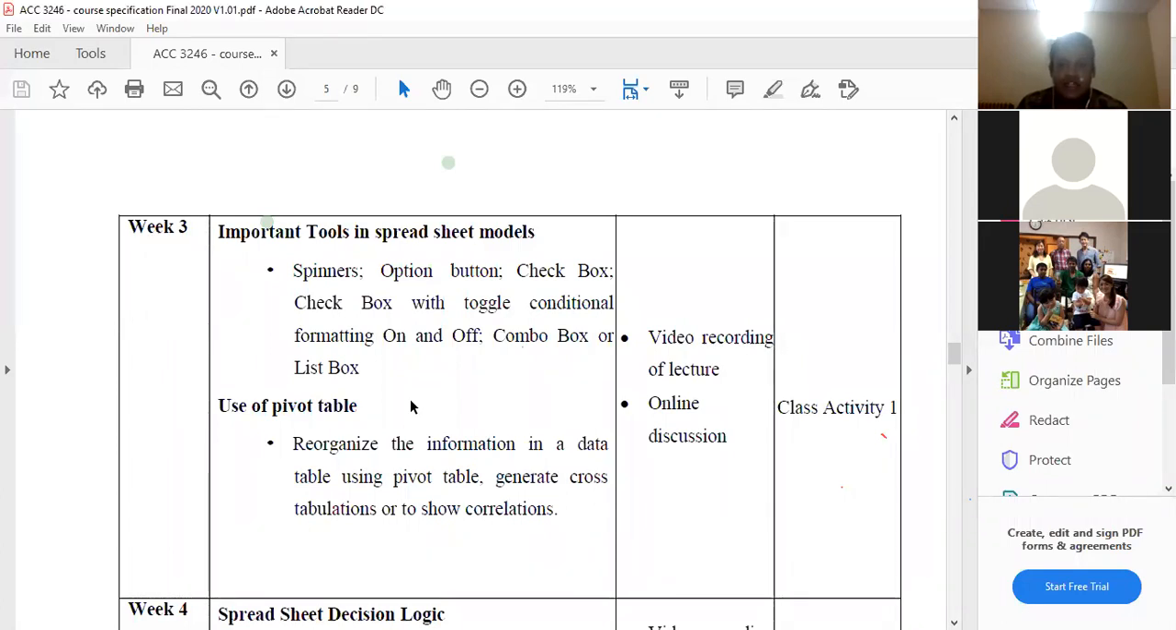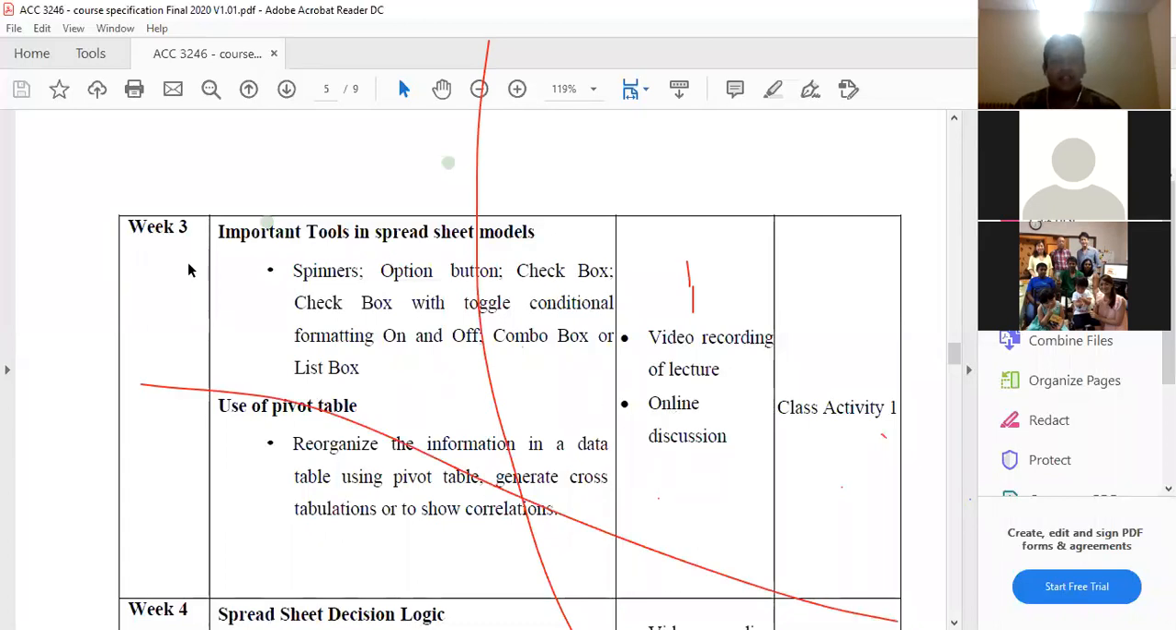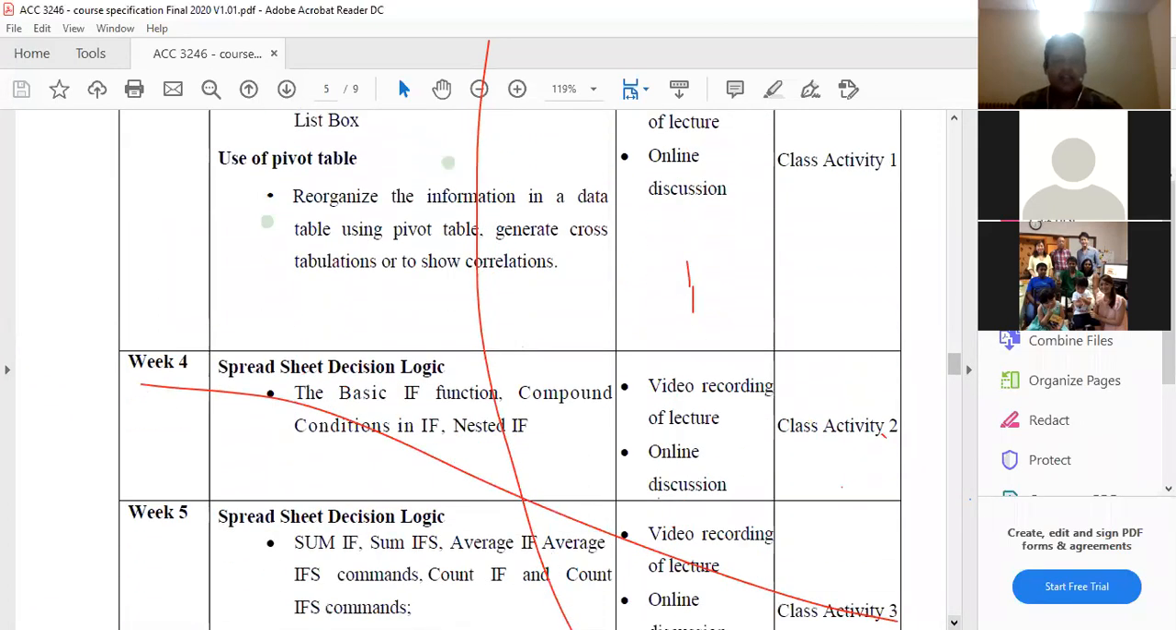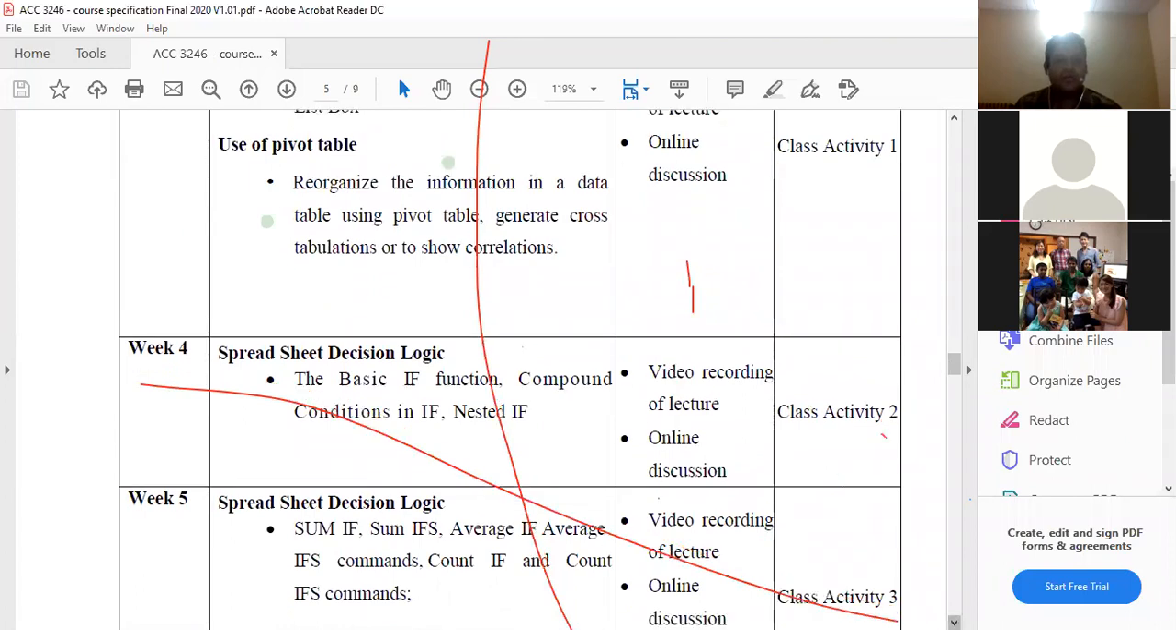So that's how it goes, and further details would be provided at the time of this particular lecture. So we are meeting for the online discussion. In that, I'll be giving you more information on that, right? Okay. Then we have week 4.